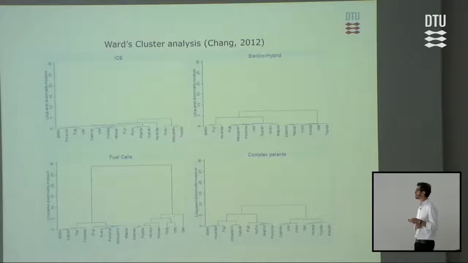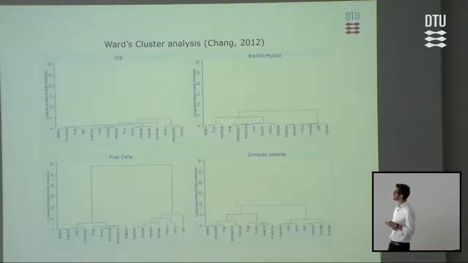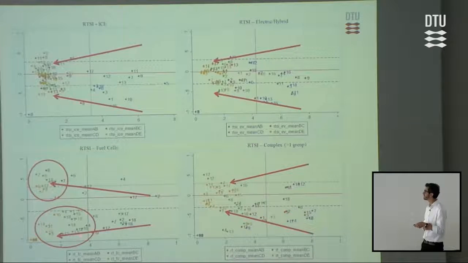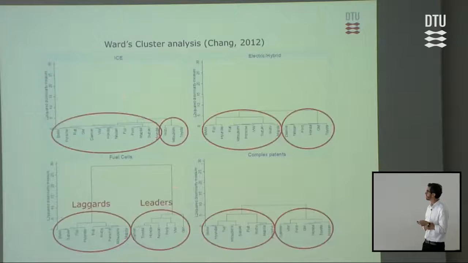So we can say that the trajectory of variation of this specialization index in the ICE is very similar. Electric hybrid, a bit more different, but still very similar. Complex, a bit more different, but still quite similar. And then fuel cells, we have very distinct groups, which are exactly these 2 groups here. And of course, one group of the leaders, one group of the laggards.